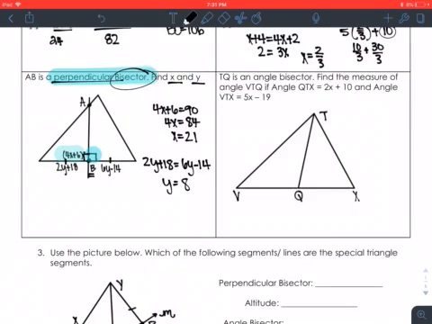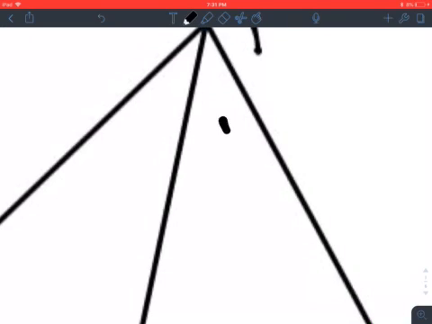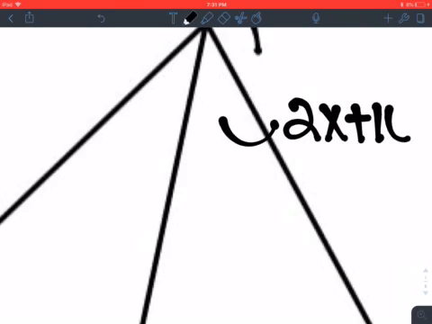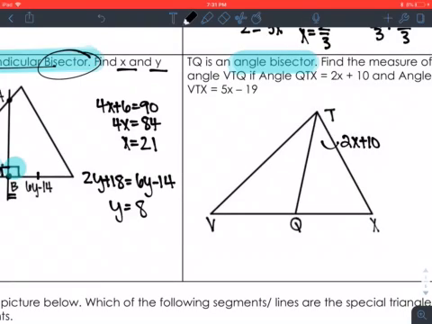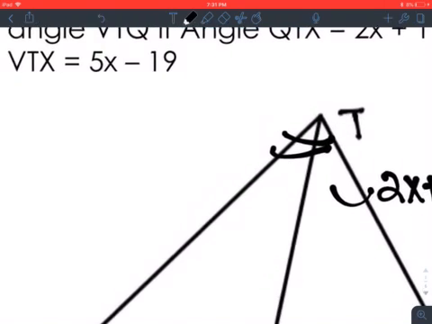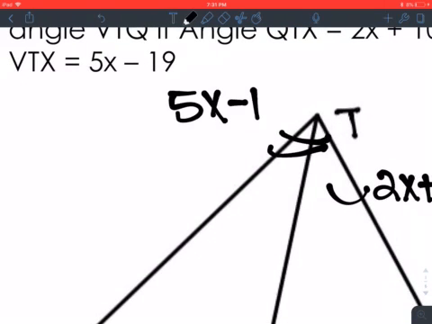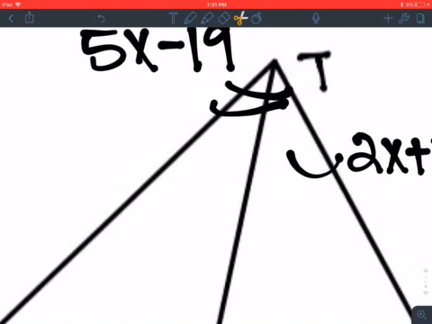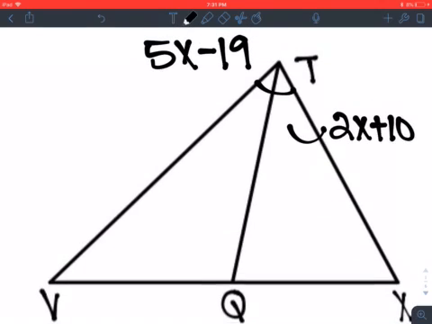Now, our last one, you just need to make sure that you are labeling things correctly because we've been doing this type of question all the way since chapter 1. We're given that TQ is an angle bisector. So we're given that angle QTX, this angle right here, is 2x plus 10. But then we're given that this entire angle of VTX, so that entire thing, is 5x minus 19. So what we need to recognize, real quick, is that you're only given one of those two angles that are making up VTX.